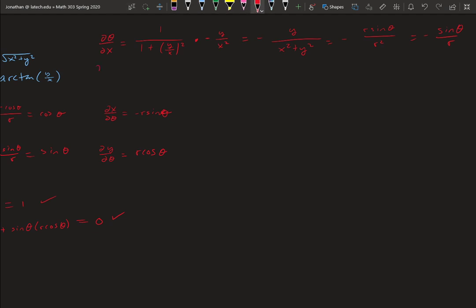And then similarly, partial theta, partial y will be 1 over 1 plus y over x squared times derivative with respect to y of y over x is just 1 over x. So that's going to be x over x squared plus y squared, which is r cosine theta over r squared, which is cosine theta over r.